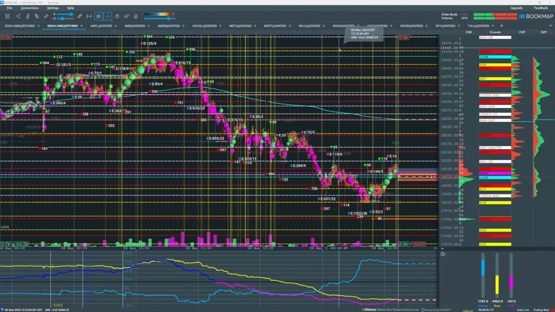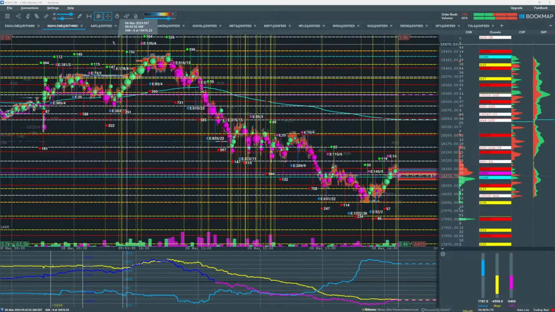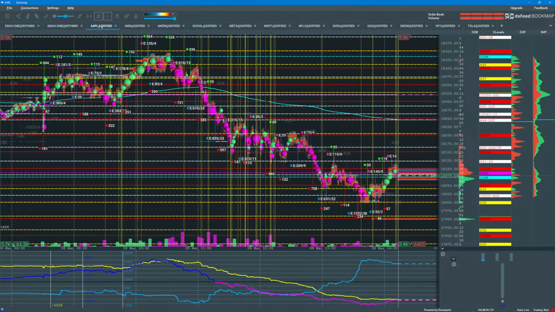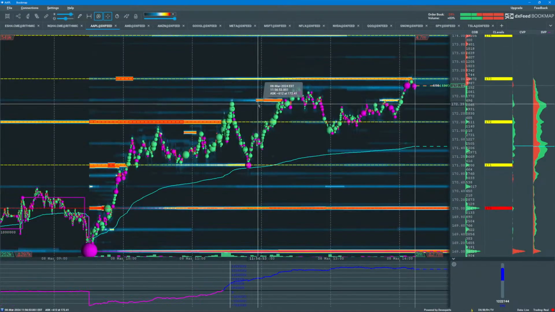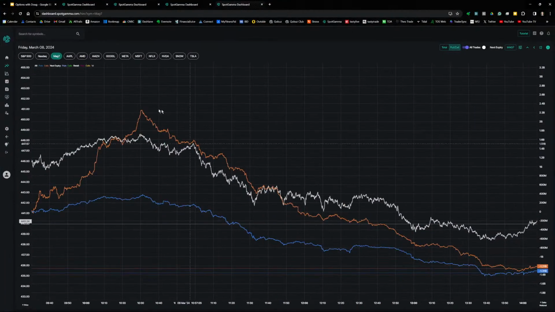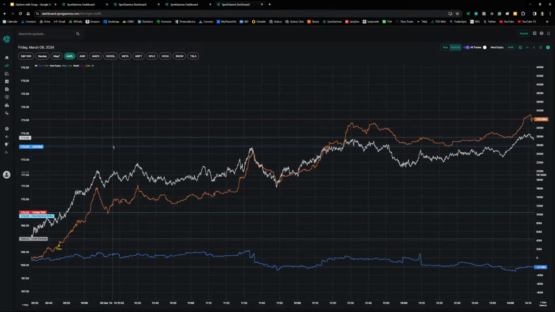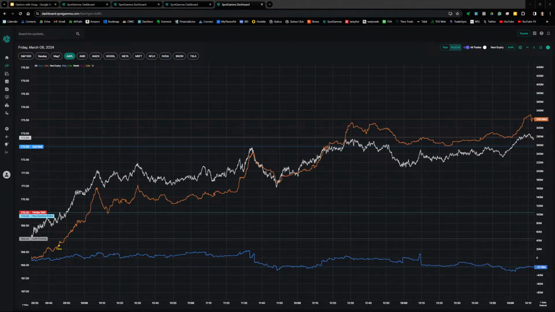All right, let's take a look at some stocks now. All right, the first stock I want to take a look at is Apple. Apple bucking the trend today. So let's go to Hero. Take a look at Apple. Call buyers definitely driving price higher in Apple.